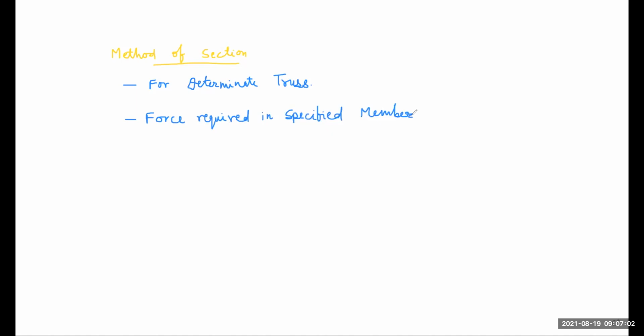Next, the section should divide the truss in two parts. You keep this point in your mind also. In this method, the section would divide the truss in two equal parts. So if you see this truss, here I am also writing that the section would divide the truss in two equal parts.